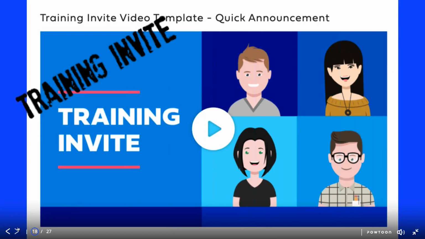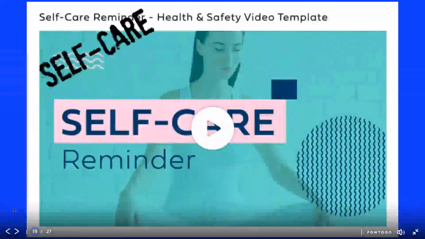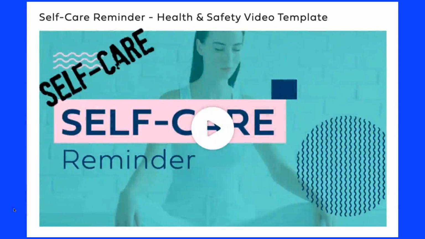So this is a very, very easy template. It's available on our platform, and it's also easy to customize. An invitation to training could easily become an invitation to a one-on-one meeting or an invitation to just about anything you need it for. Our next template here, self-care.